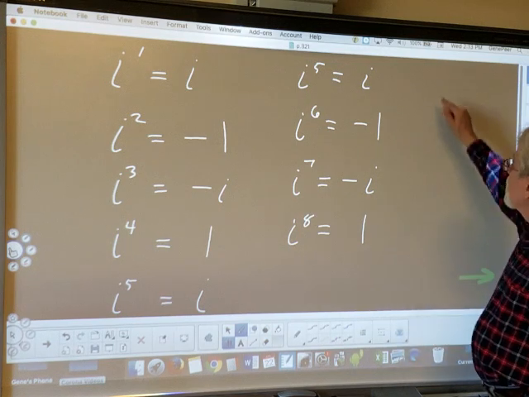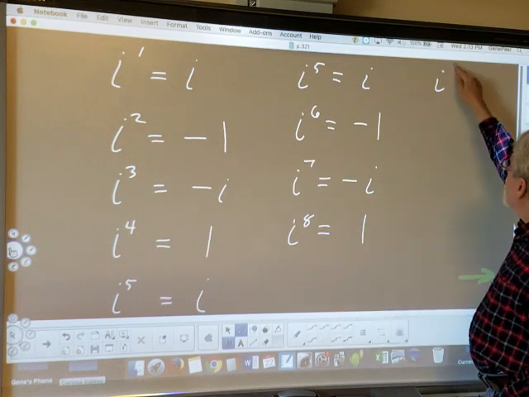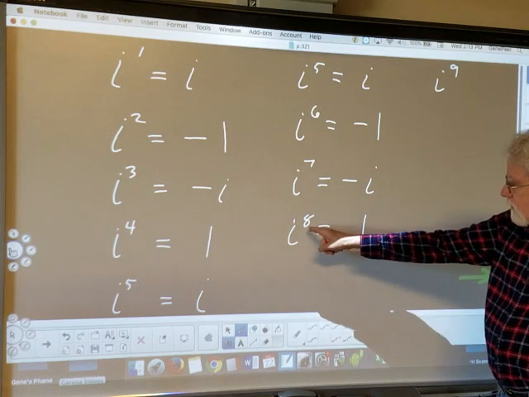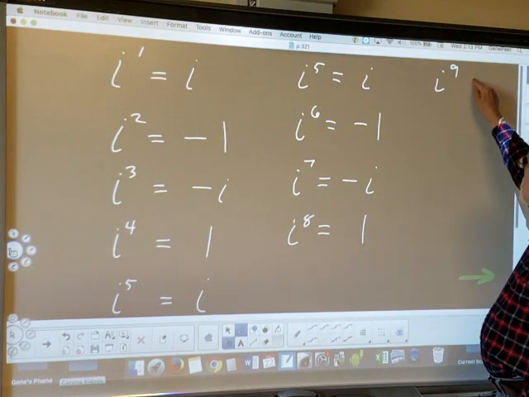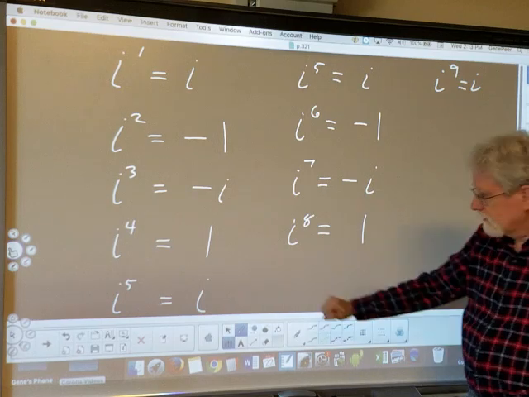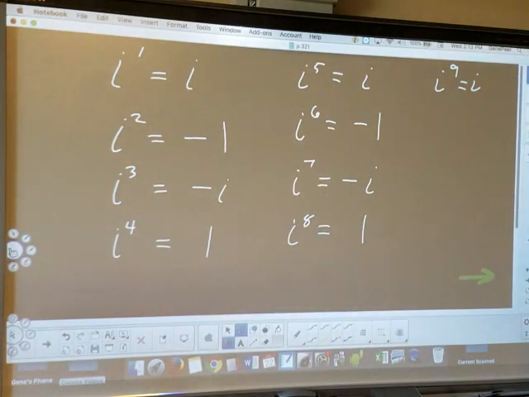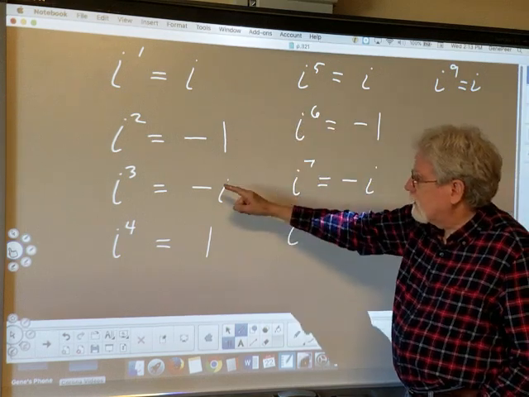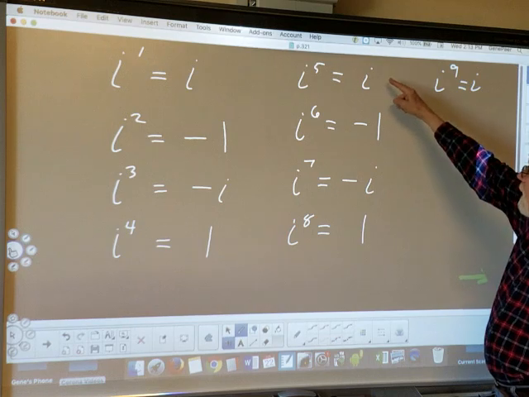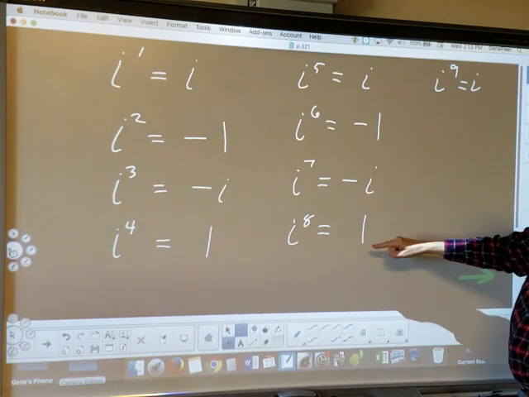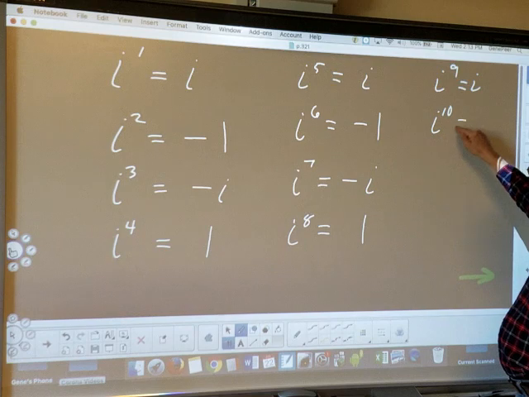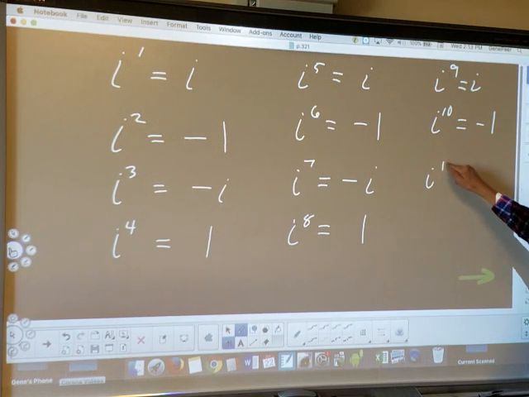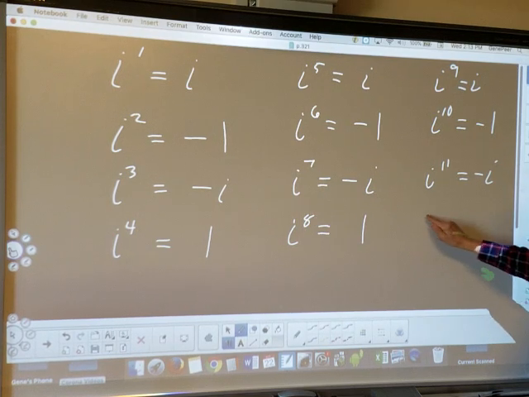Can you guess what I to the ninth is going to be? It's going to be I to the eighth times 1 more I. Do you see the pattern yet? It's a pretty cool pattern. I to the first is I, then -1, then -I, then 1. Then I, -1, -I, and 1. Then I, then -1, then -I, and 1.